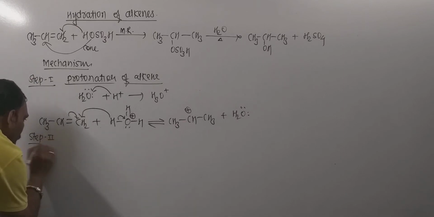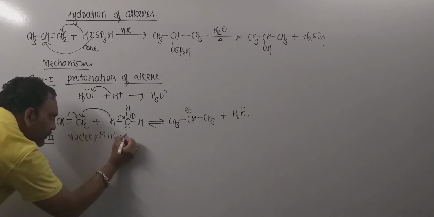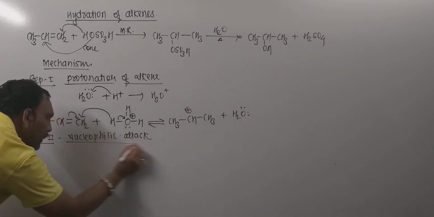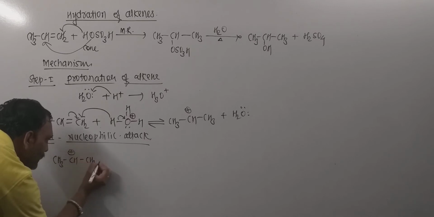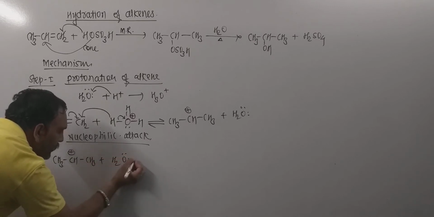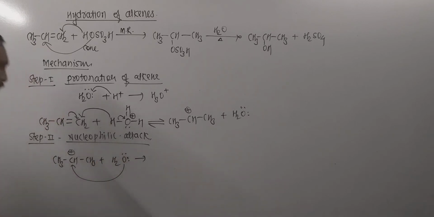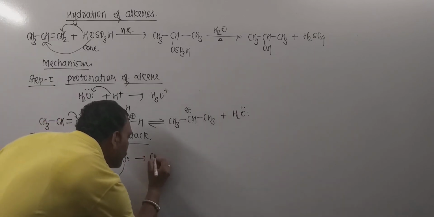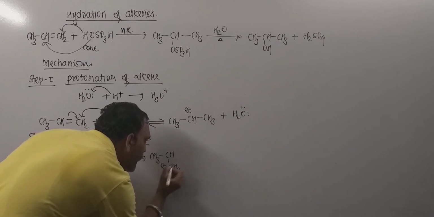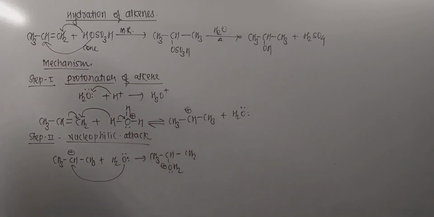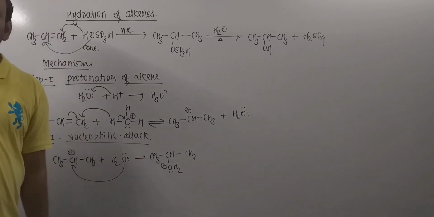Step number 2 is the nucleophilic attack. So water attacks the carbocation so obtained. So the carbonium ion can be given as, this is attacked by water. In water, oxygen is there which carries a lone pair. So with the help of the lone pair, water attacks the carbocation, and the intermediate so obtained can be given as. Now the third step is the deprotonation step.